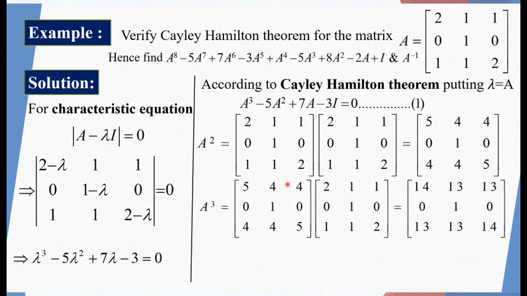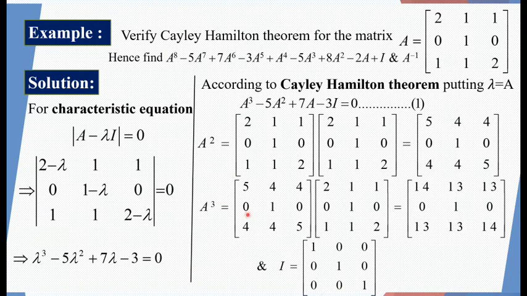So 5 into 2 is 10 plus 4 into 0 is 0 plus 4 into 1 is 4. So 10 plus 4, 14. And similarly 5 into 1, 5. 4 into 1, 4. 4 into 1, 4. So 4 plus 4 is 8, plus 5, 13. And 5 into 1, 5. 4 into 0, 0. And 4 into 2 is 8. And 8 plus 5, 13. And similarly 0 1 0, 13 13 and 14. And I is the identity matrix which is of the same order 3 by 3. So 1 0 0, 0 1 0, 0 0 1.